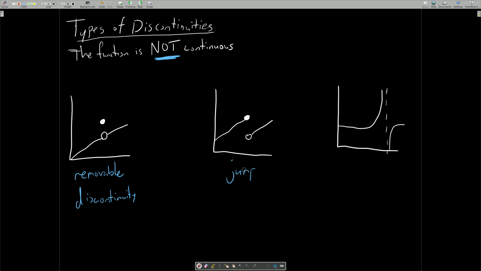Another one is called a jump discontinuity. As you can see, the function sort of jumps from this one point to the other point, which makes it not continuous. This final one here is called an infinite discontinuity. Basically, that's your vertical asymptotes. Your vertical asymptotes are places where you'll have infinite discontinuities. They're not continuous.